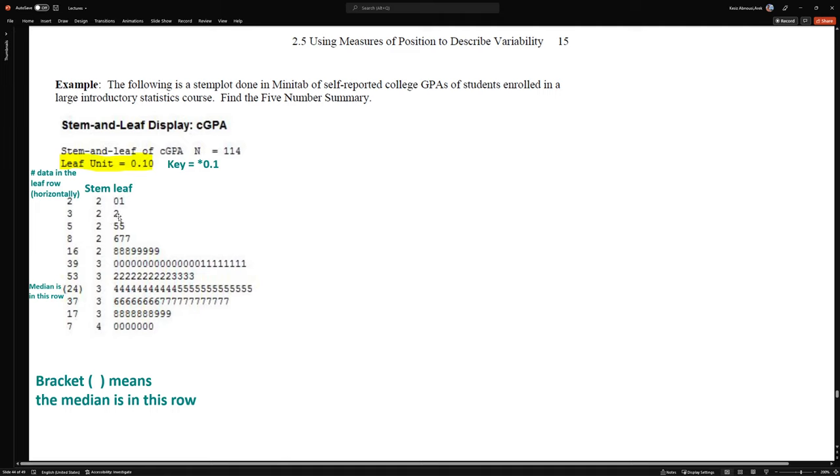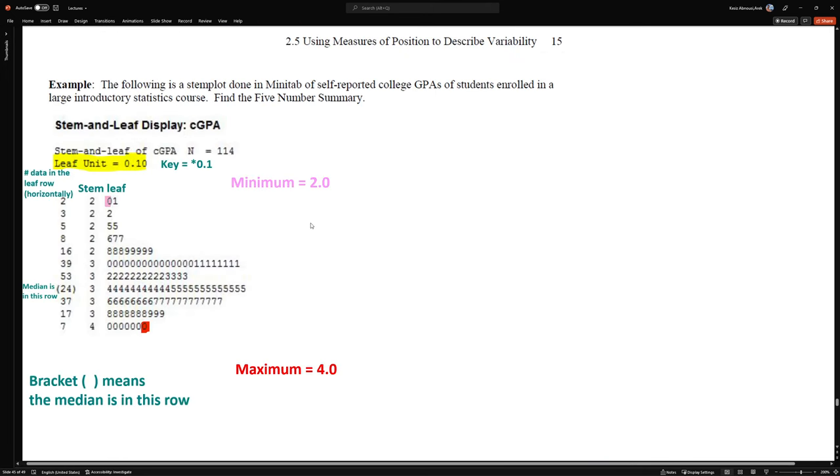This 3 says that they are like, actually no, this is the position. This column says what's the position of the last number contained in the leaf. And this 24 says that the median is contained over here, right?